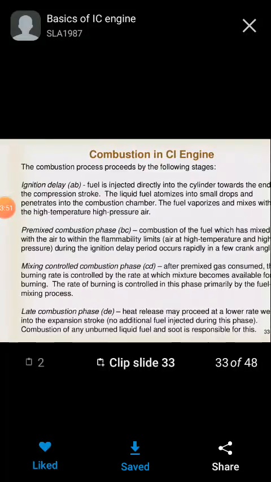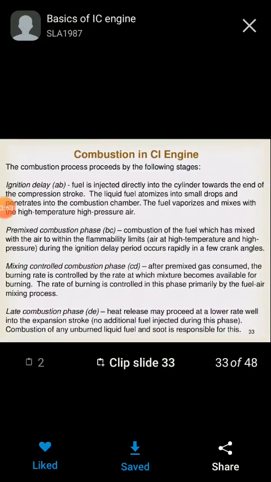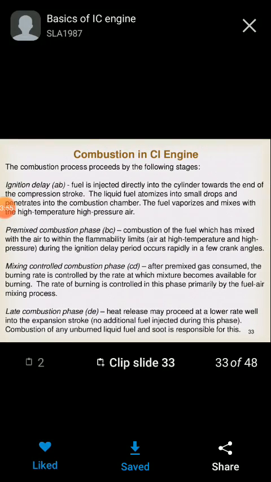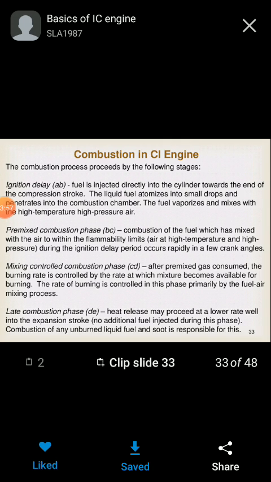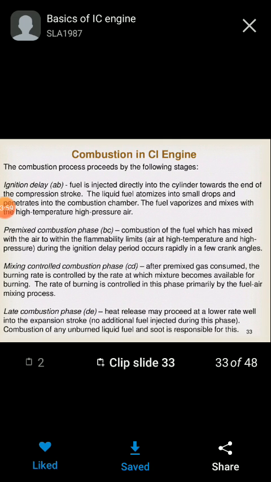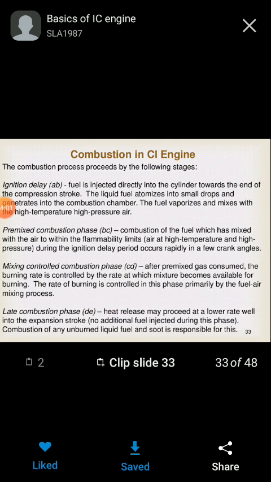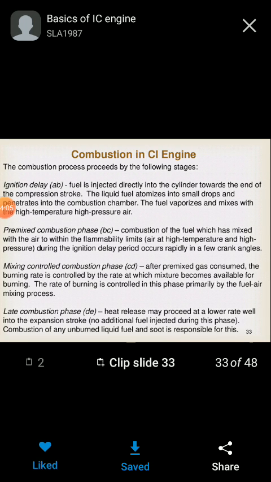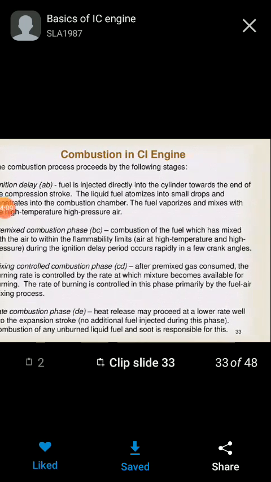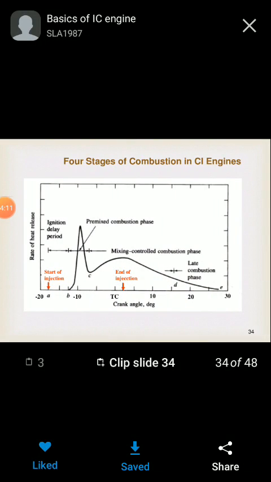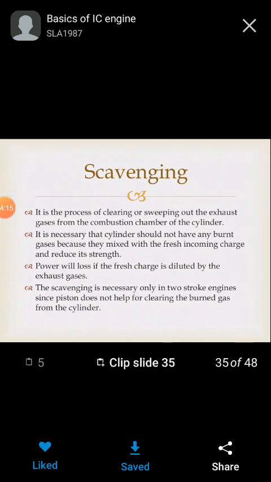Late combustion phase. Heat release may proceed at a lower rate well into the expansion stroke. No additional fuel is injected during this phase. The combustion of any unburned liquid fuel or soot is responsible for this. These are the four stages of combustion in CI engines.